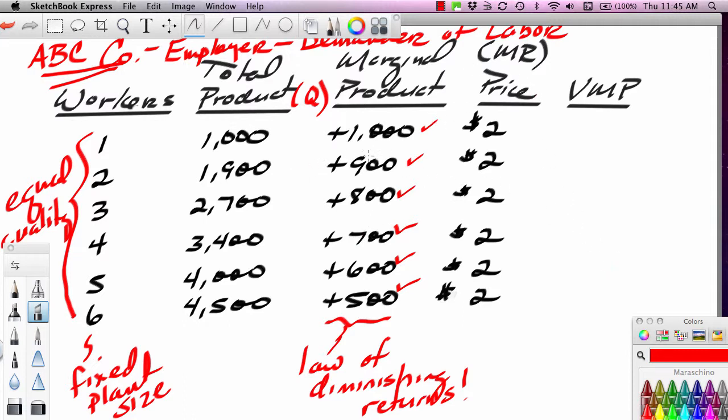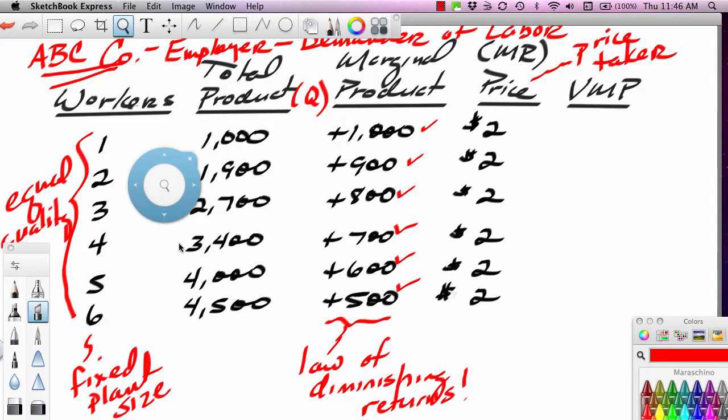Now notice as we go left to right on this table, we have a column for the price. This is the price of the final output. This is not the wage rate. This is the price the product is being sold for. Notice that the price does not change as we produce more. So whether the firm produces 1,000 units or 4,500 units, the price doesn't change, which means we're assuming this firm is a price taker in a purely competitive output market.